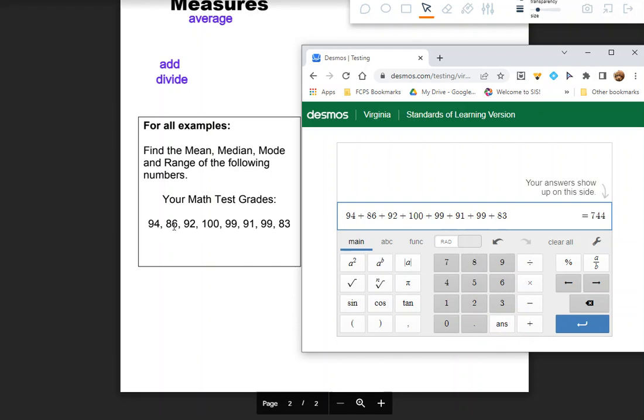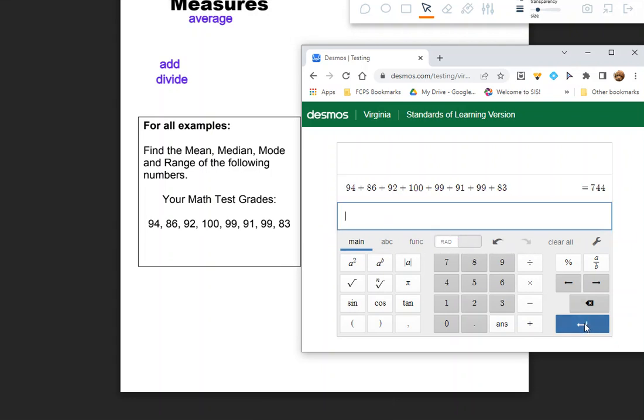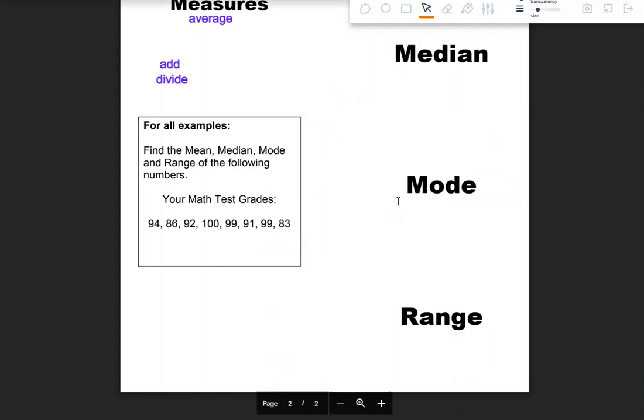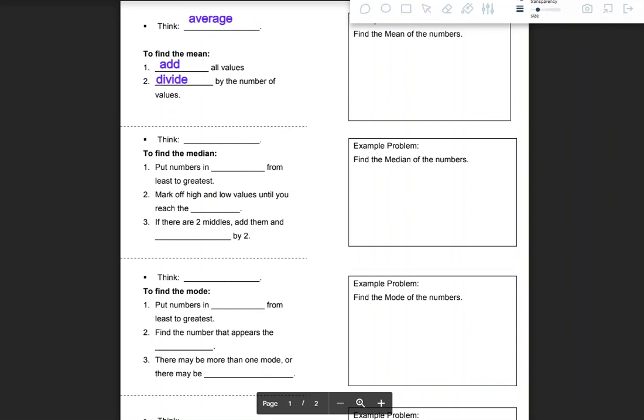All right, so all you do is add up all of our values, and that gives us an answer. We got 744. Now to find the mean or the average, we divide this 744 by how many numbers we added together. So how many did we add together? Well, we had 1, 2, 3, 4, 5, 6, 7, 8. We had 8, right? So I'm going to take that 744 and divide by 8, and that's going to give me my average or my mean. And my mean here is 93. So my mean would be 93.